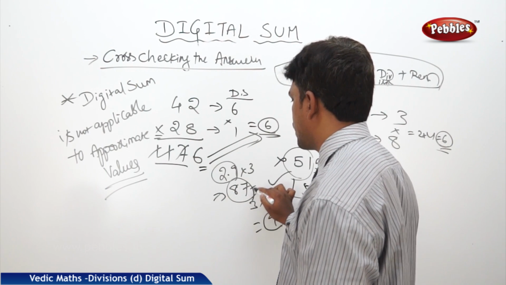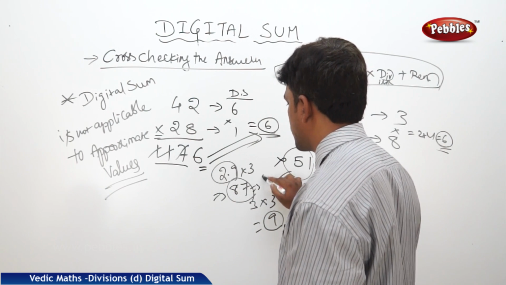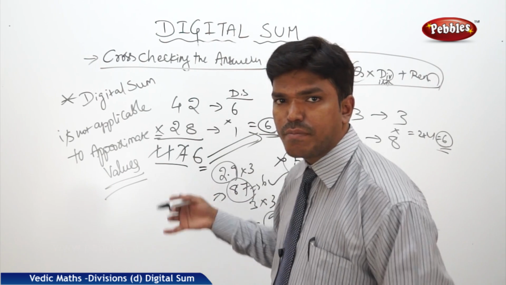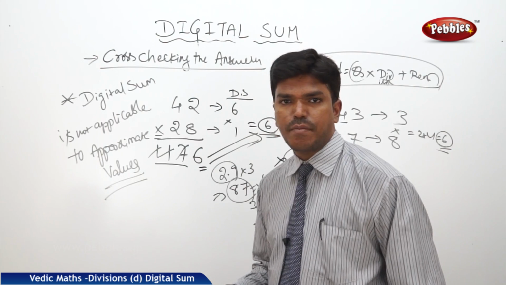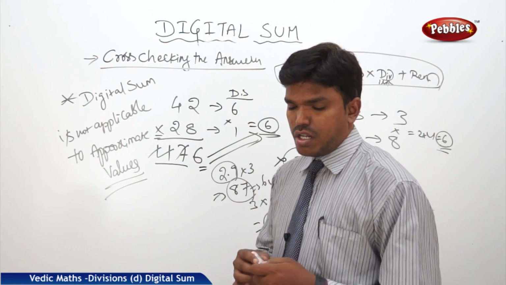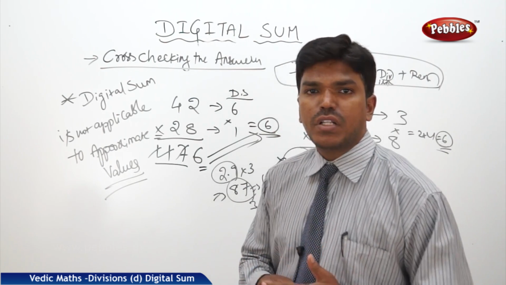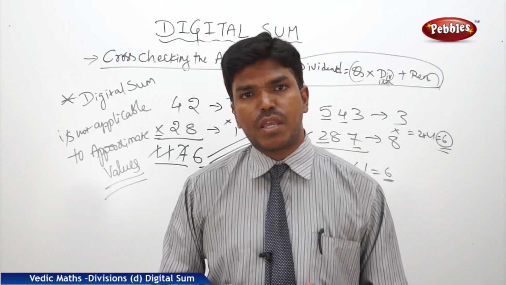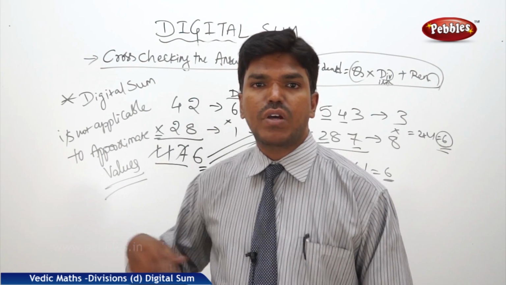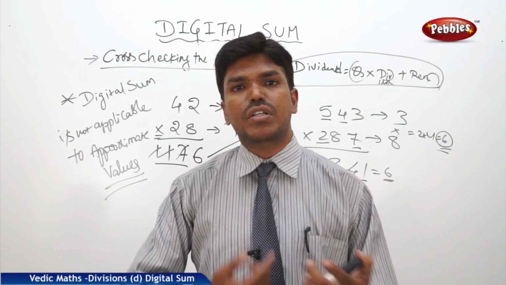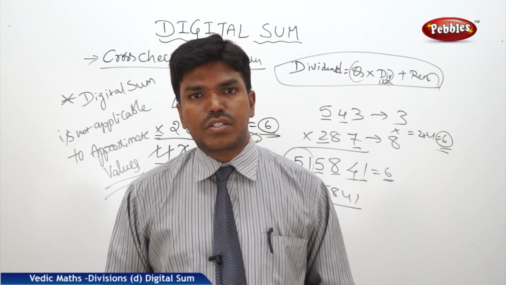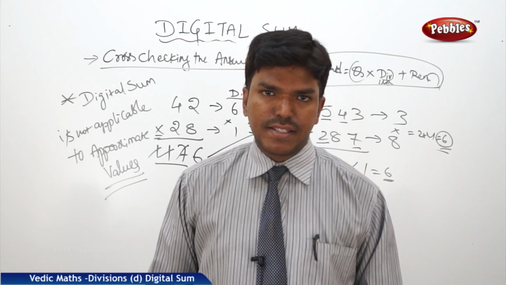Okay, what is the digital sum of 87 here? 87, 15, 1 plus 5, 6. What is the digital sum of 9 here? 9 only. 9 and 6, are they both the same? No, they are not the same. That's why digital sum is not applicable for approximate values or approximate calculations. So please keep this in mind and apply this method in your examinations. It will be very easy for cross-checking the answers. Right? So let us go for the next topic in our Vedic maths.